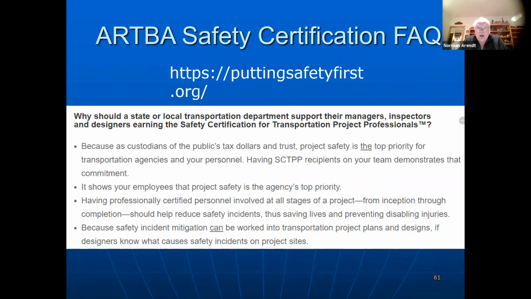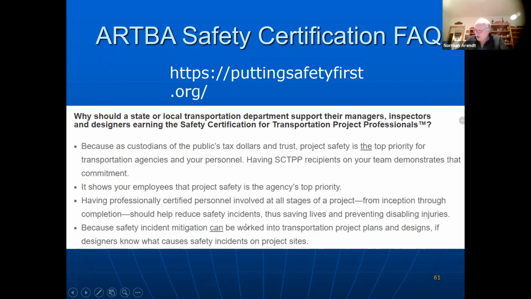And this is some explanation on putting safety first. Because as custodians of the public's tax dollars and trust, project safety is the top priority for transportation agencies and your personnel. It shows your employees that project safety is the agency's top priority. And having professionally certified personnel on all stages of a project, from inception through completion, should help reduce safety incidents.